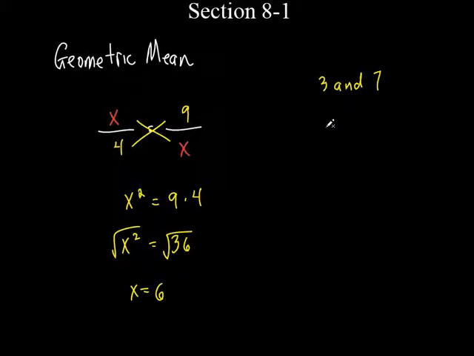Set up a proportion, right? This is how I do it. Now, you don't have to do it exactly like this, but I kind of like to do it like this. I set up a proportion, and I got to solve for the geometric mean. Where is the geometric mean going to go?